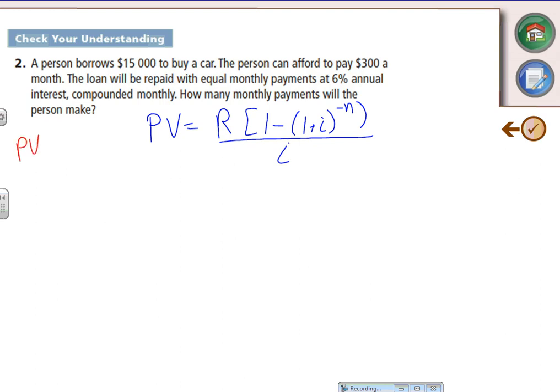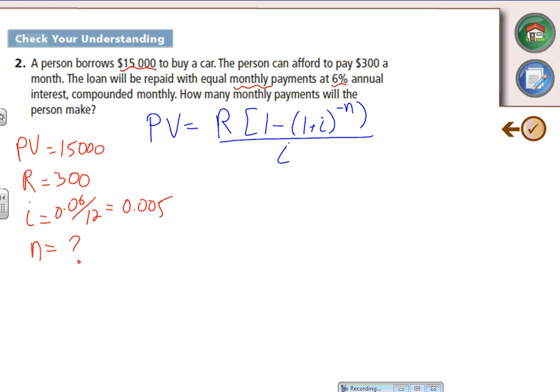Let's write down on the side, we've got P, we've got R, we've got I, we've got N. Present value, that's how much you are borrowing, 15 grand. R, you can afford $300 a month. I, 6%, but we're talking about monthly payments, so 0.06 divided by 12, which again is 0.005. And I want to know how many payments I have to make. We're looking for N.